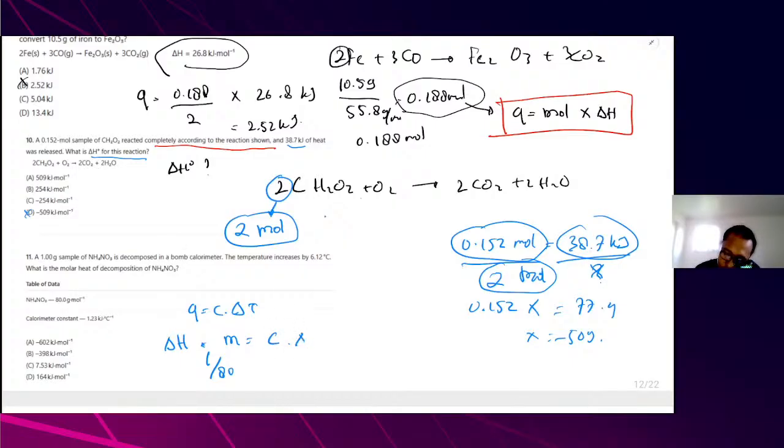C delta T. Okay. And then the calorimeter constant is 1.23. Then delta T is 6.12, right? This is M. So what is the molar heat?